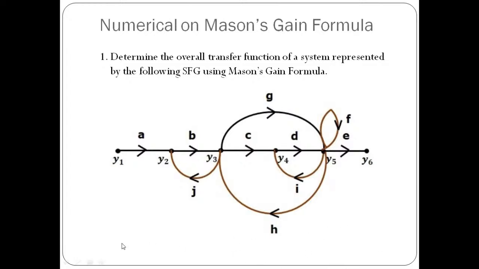Our objective is to calculate the transfer function of the system using Mason's gain formula. First we identify how many forward paths there are, then we calculate their gain. Then we identify how many loops there are and calculate their gain, and then we identify pairs of two non-touching loops and three non-touching loops, and then we apply Mason's gain formula. The same thing is mentioned over here.